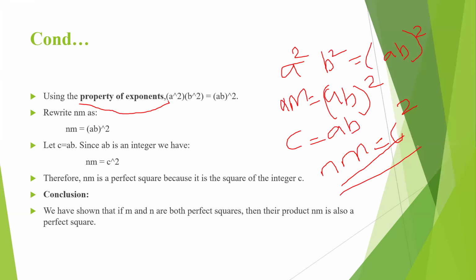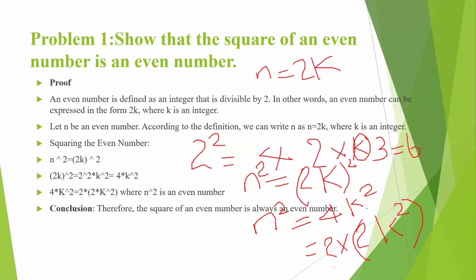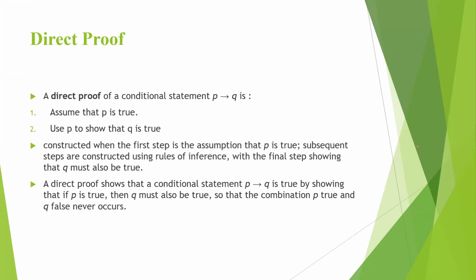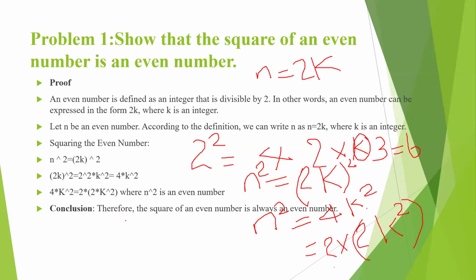So we conclude that we showed that if m and n are both perfect squares, then the product mn is also a perfect square. Okay. So this is called the direct proof. Direct proof is very simple. Direct proof means if P implies Q, we have a conditional statement that P implies Q. If P is true, then Q will also be true. And one point to be noted is that the combination of P true and Q false never occurs. Okay, so that is direct proof. And we saw two problems.